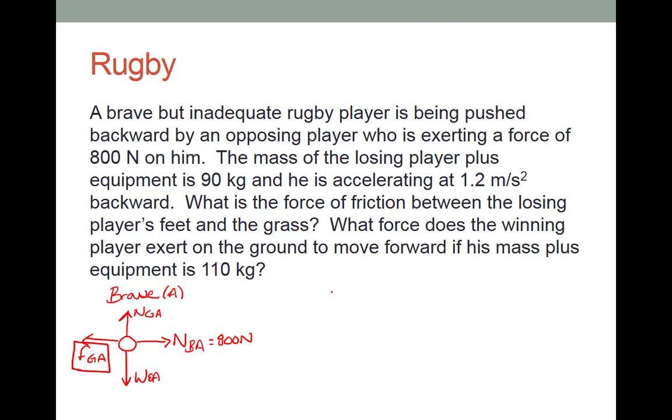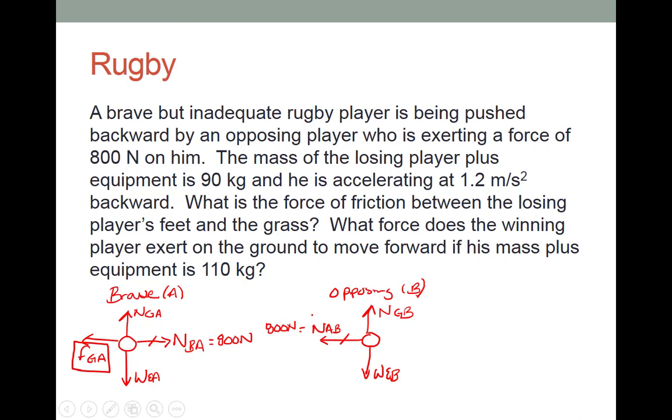On the other player, so the opposing player, who's going to be player B, he also has four forces on him. He has a normal force from the ground on him. He has his weight. There is a force from player A on him. And this one and that one are a third law force pair. So since this one equals 800 newtons, this one must as well.